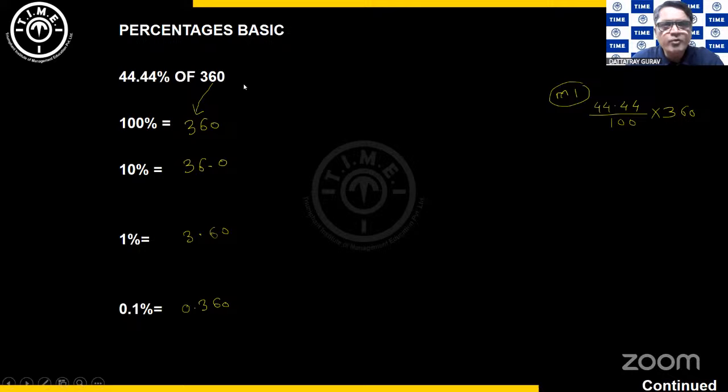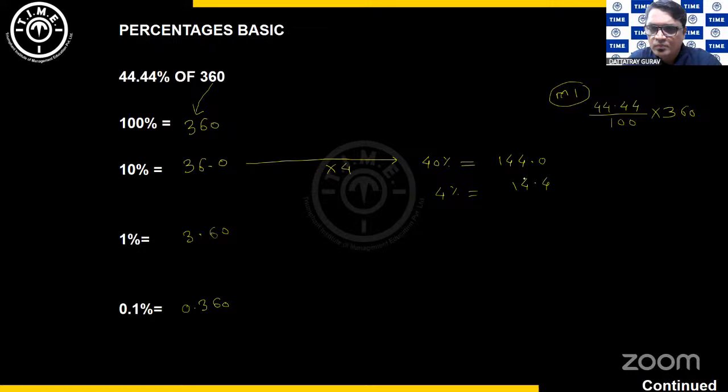If you look at 44.44, it is very close to 40%. So better start with 40% now. How to find 40%? This should be multiplied by 4. So 36 into 4 will be 144. If I know 40%, can I easily get 4% now? Very important step. If I know 40%, can I get 4% easily? It's simply 14.4. What will 0.4% be? It will be 1.44.